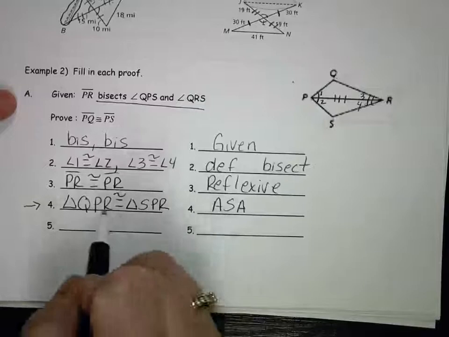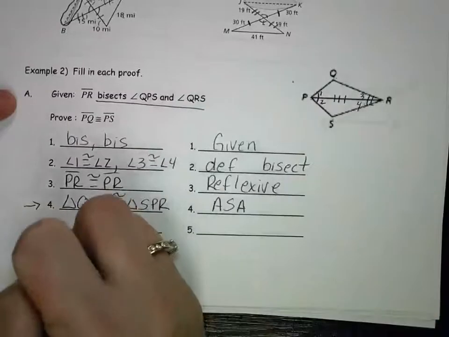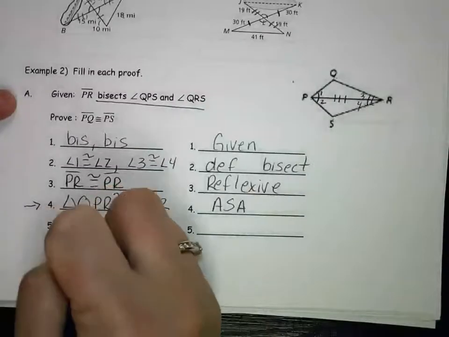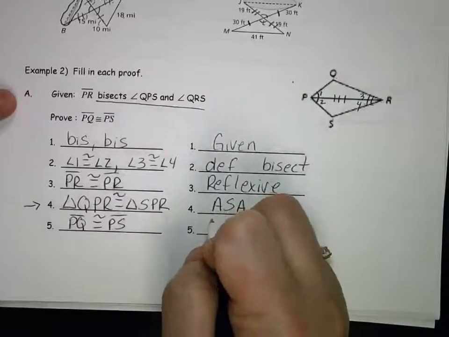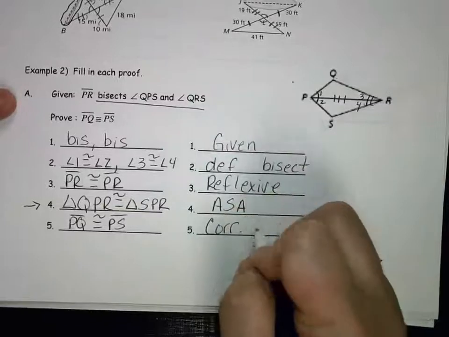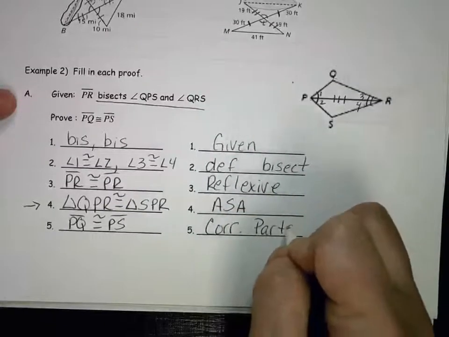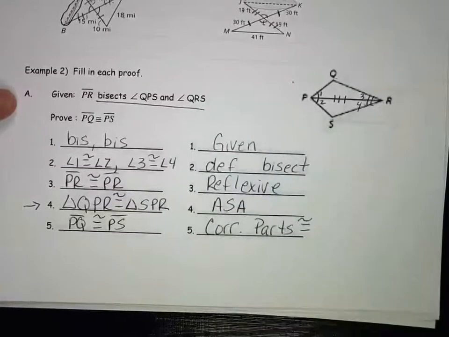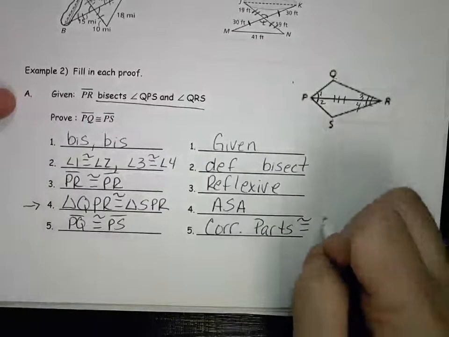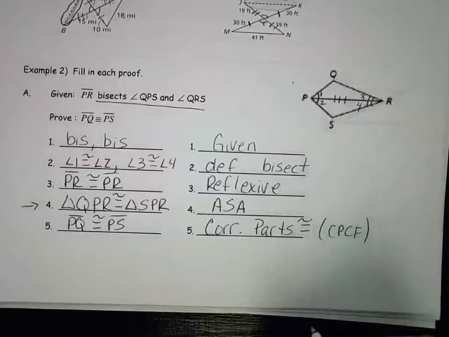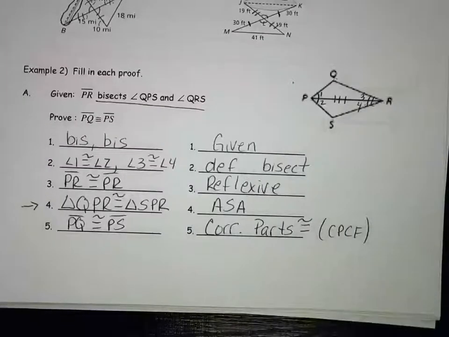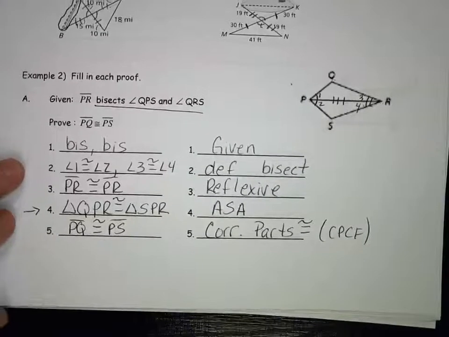And now, since we have these triangles congruent, we can say that PQ is congruent to PS by corresponding parts congruent. And sometimes I like to write corresponding parts congruent, and I think some of your teachers might have you write CPCF. And either one of those are fine. Corresponding parts are congruent or CPCF.